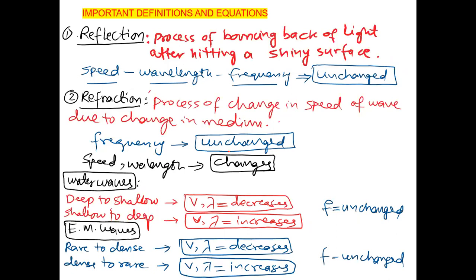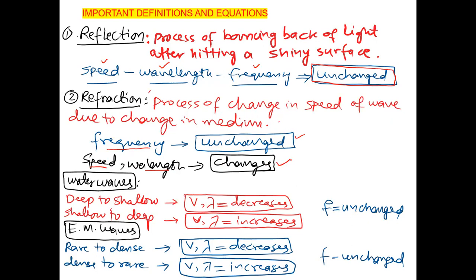Okay, now some important definitions and equations. Reflection is the process of bouncing back of light after hitting a shiny surface, and during reflection, the speed, wavelength, and frequency remain unchanged. Refraction is the process of change in speed of a wave due to change in medium, and during refraction, frequency remains unchanged, but speed and wavelength change.